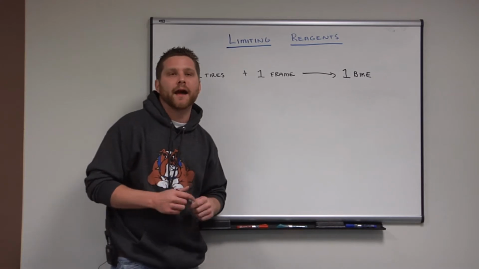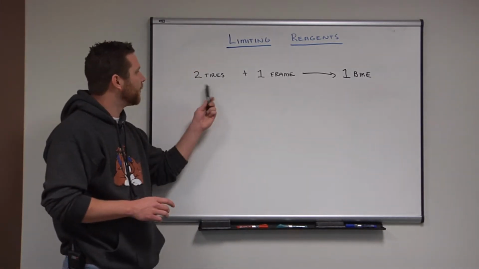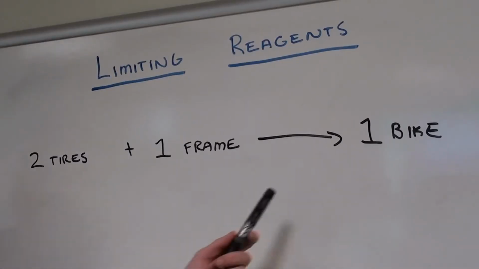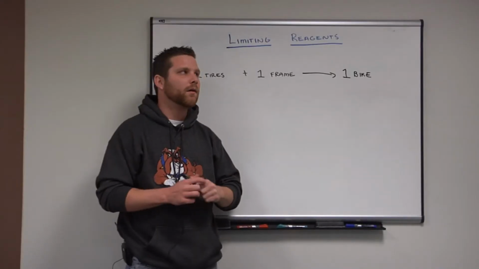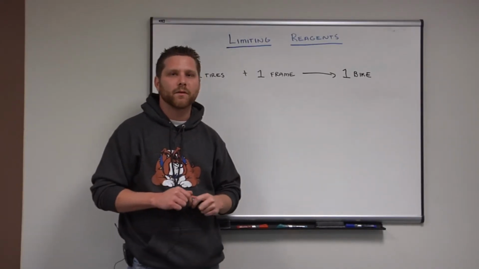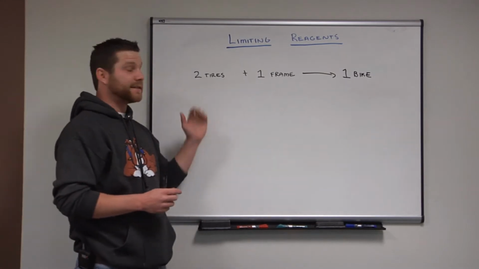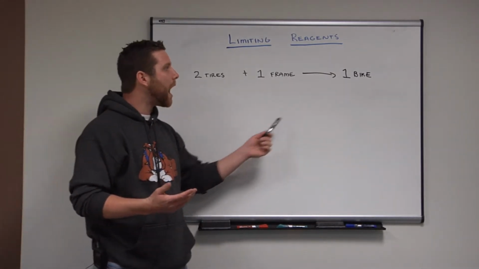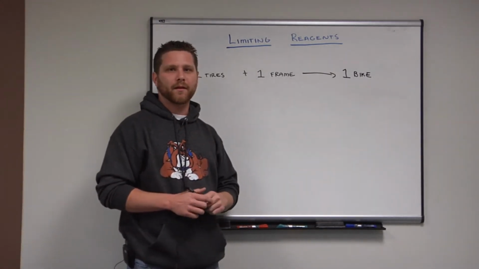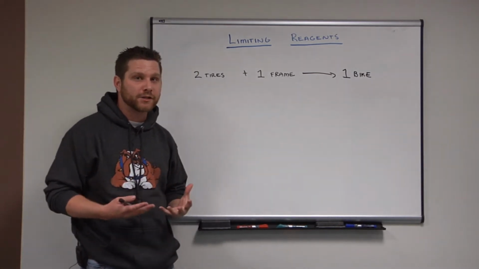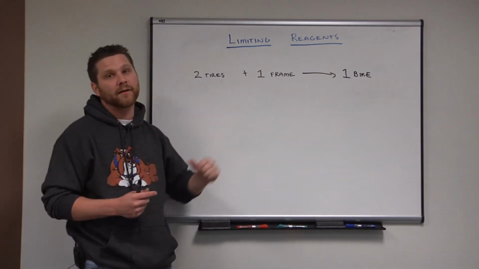So the simple way to look at it is a simple little formula where I say, if I need 2 tires and 1 frame to make 1 bike, how can I find the limiting reagent? Well, if somebody said, I have 10 tires and 1 frame, I can still only make 1 bike. So the frame would be the limiting reagent because it's dependent on how many frames I have.